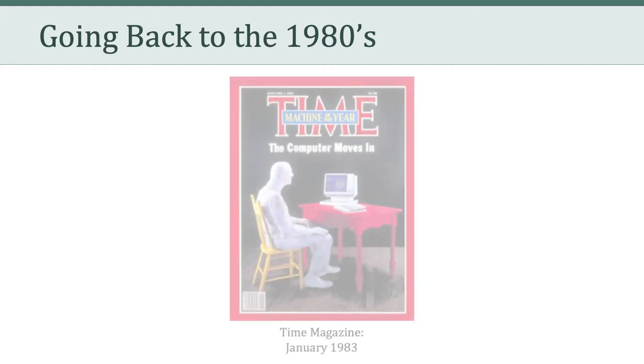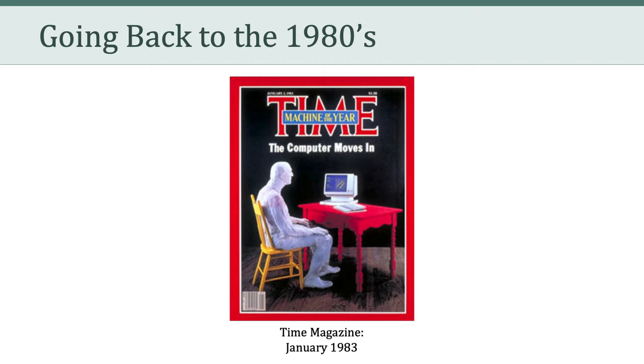So with that background, I want to talk a little bit about how the computer became such an important part of society and our efforts to educate one another. And to do that, we need to go back to the 1980s. And here's the cover of Time magazine from January 1983.